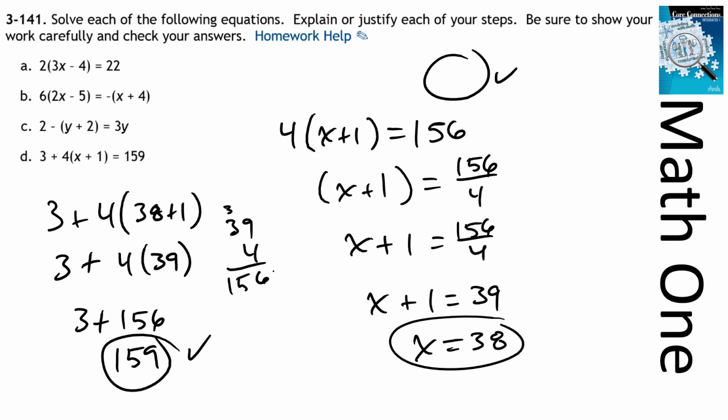And what were the properties that I used? I guess first of all, I used subtraction property of equality. I subtracted 3 from both sides. Then I used the division property of equality. I divided both sides by 4. The next thing that I did, because this is really a non-step, was basically subtract 1 from both sides, so subtraction property of equality.